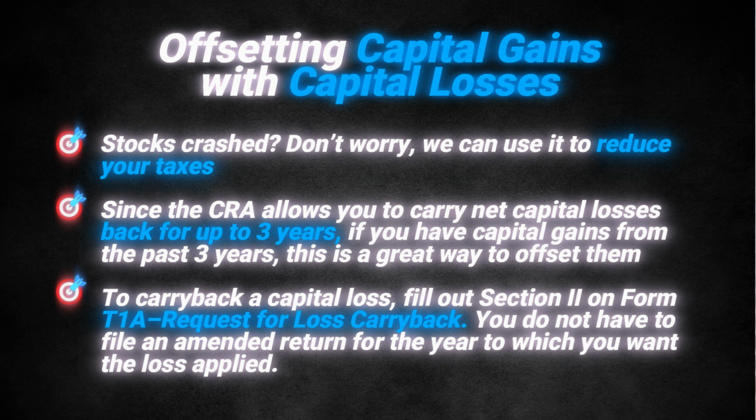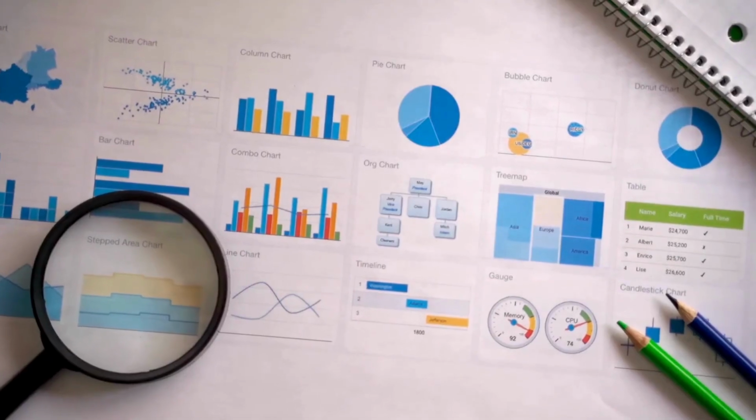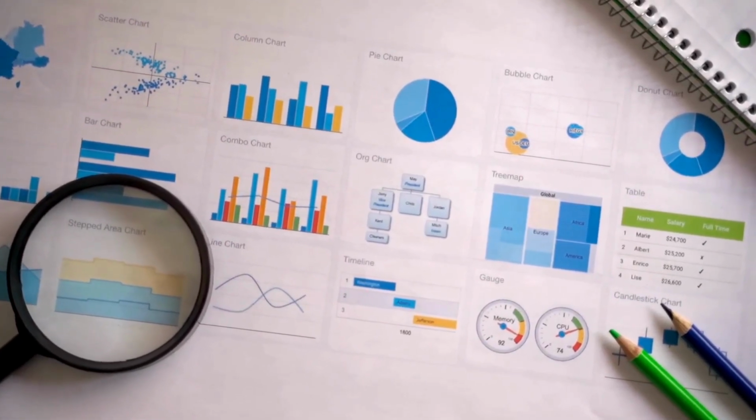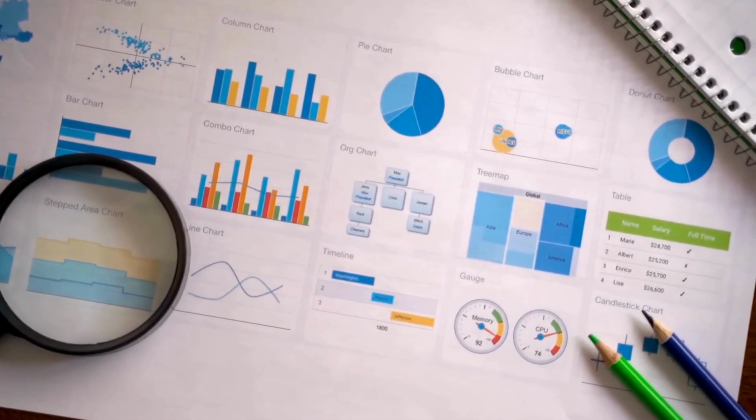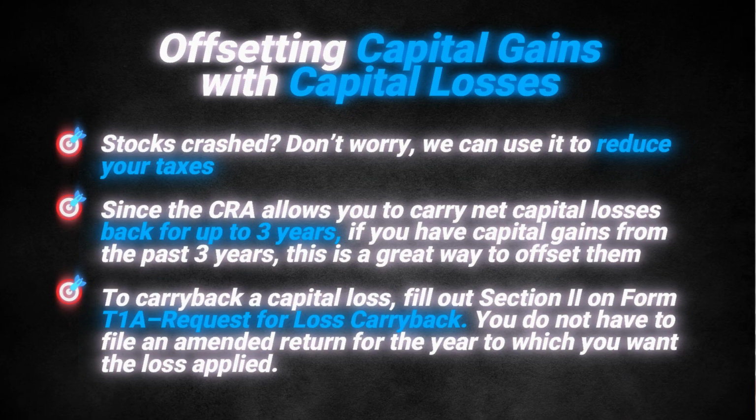So even if it was 3 years ago, you can actually look at revising your previous year tax return to basically incorporate this. And if you don't have a capital gain yet, you can even use it in future years. The good part is you don't have to revise the entire tax return. You can file a form called T1A adjustment, which will only report your capital loss carry forward in the previous year and basically reduce your overall taxes.